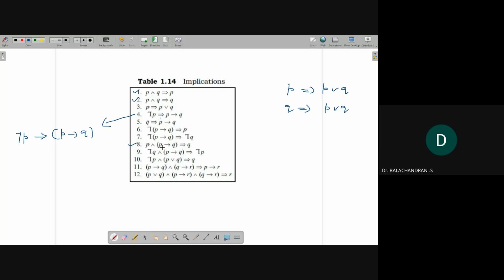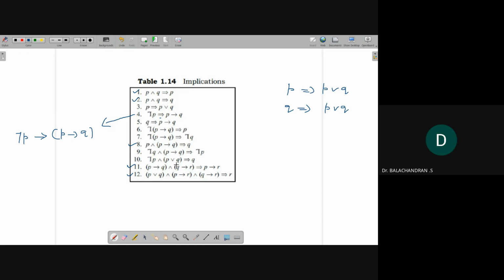P and P implies Q tautologically imply Q. Similarly, negation Q and P implies Q tautologically imply negation Q. Negation P and P or Q tautologically imply Q. The 11th and 12th, here you can verify using a truth table, or if possible try to get it using identities. The problem is that from here to here only you can go. From here to here you cannot come back, because this is one way.